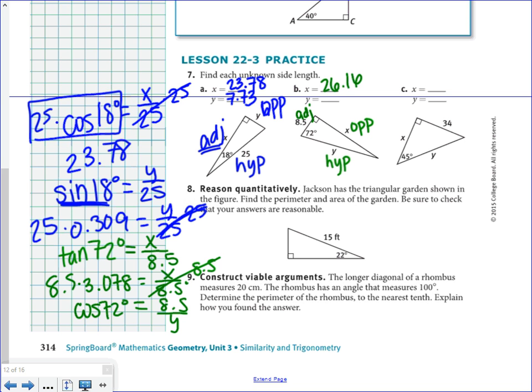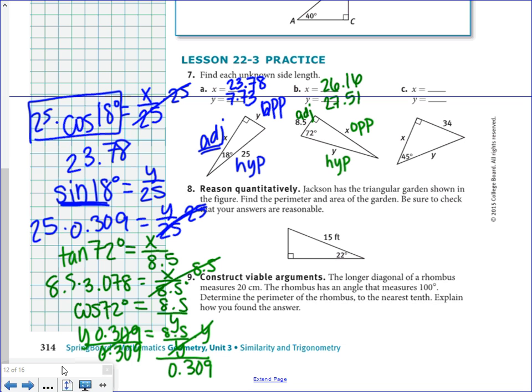So the cosine of 72 is 0.309. And that equals 8.5 over y. So then multiply by y. And then we're going to need to divide by this 0.309. So then I have 8.5 divided by 0.309. And I get 27.508, so 27.51.